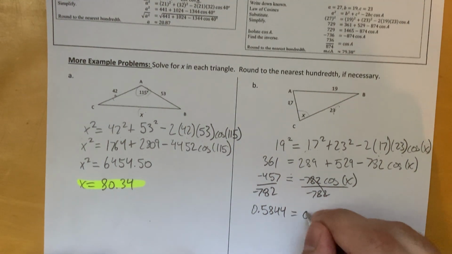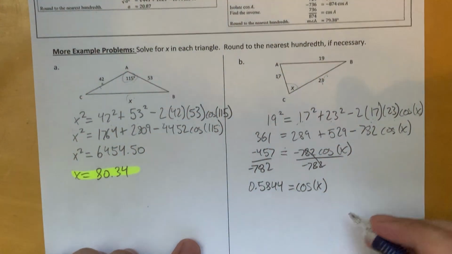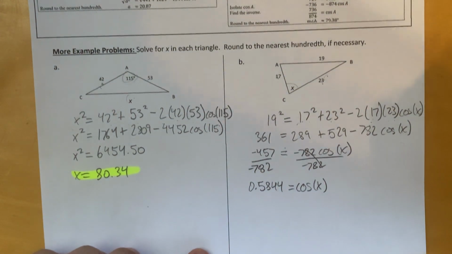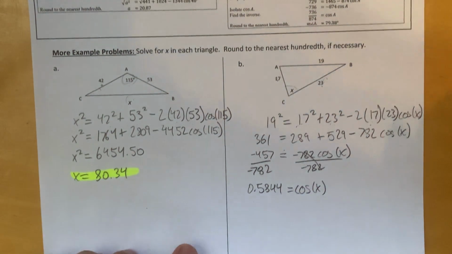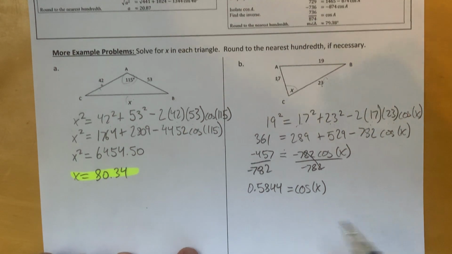0.5844 equals cosine of X. We've seen this before. We know how to isolate X. We just have to take the inverse of both sides. And when you are trying to find the angle, leave it to 4 decimal places. I don't know if I made that clear in the last lesson, but leave it to 4 because you will get your most accurate answer.